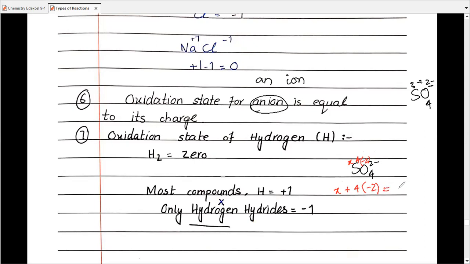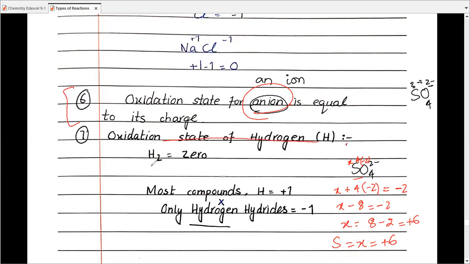Now, we're not going to put it as 0. This is what this point is all about. We're going to put it as minus 2. Why? The charge on the ion is equal to minus 2. So let's solve it. x minus 8 is equal to minus 2. x is equal to 8 minus 2, which is equal to plus 6. So this means S is equal to plus 6 in this case. Make sense? So this is another point we need to practice. We're going to practice this one surely.